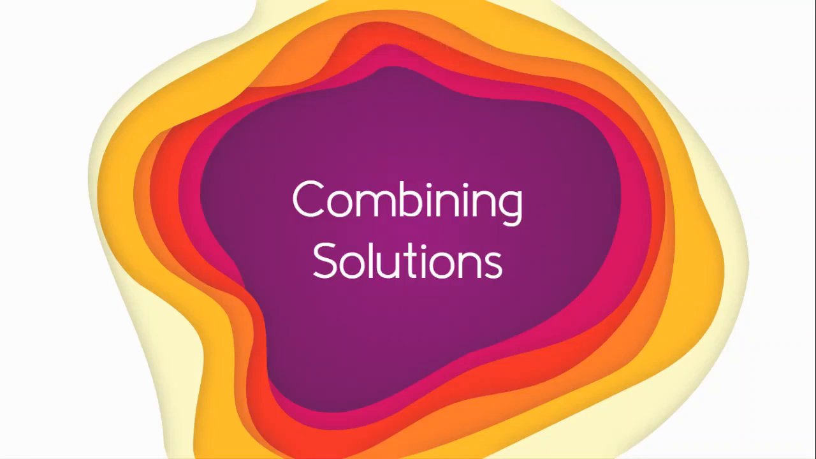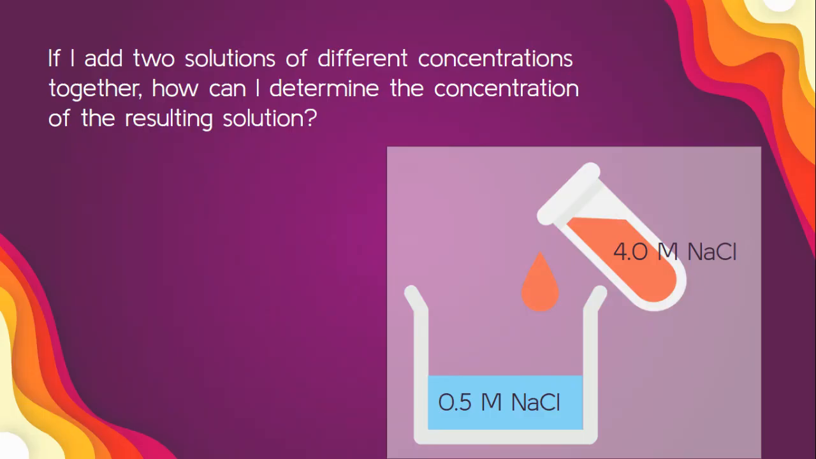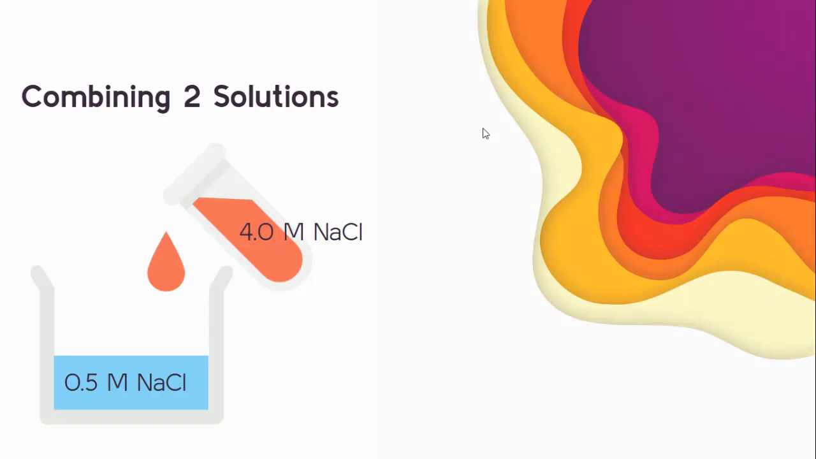All right, last video lecture for the solutions unit has us covering the process of combining solutions and finding the new concentration after that. So let's say that I add two solutions of different concentrations together. So I have in the beaker 0.5 molar NaCl, and I'm going to add 4 molar NaCl to it. How can I determine the concentration of the resulting solution?